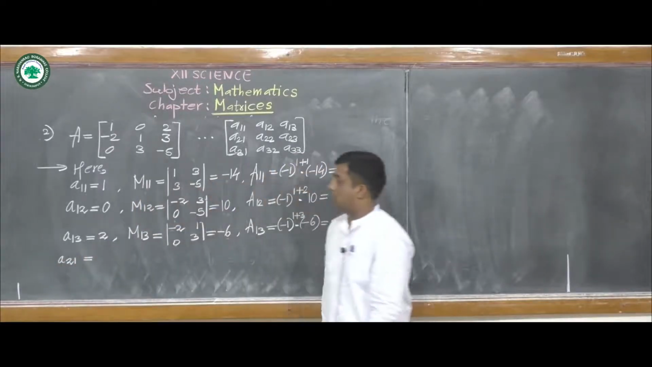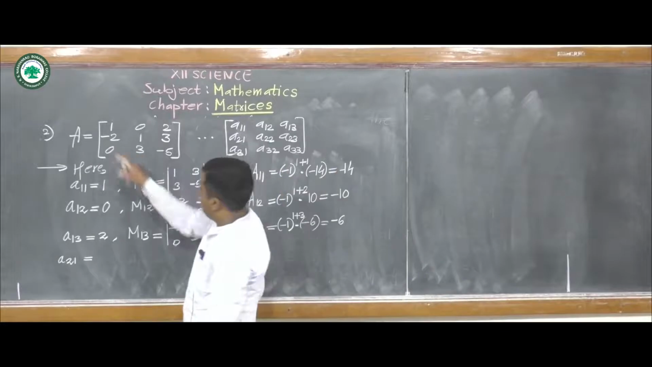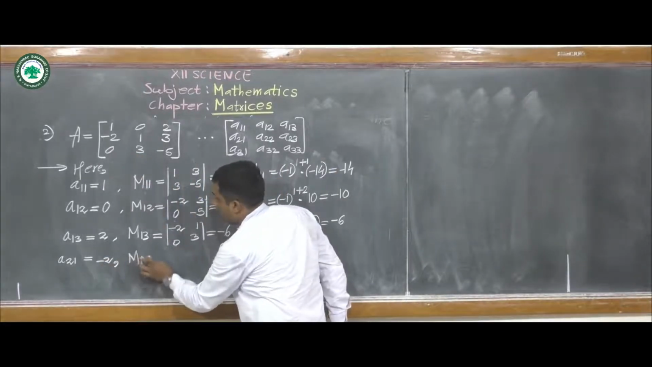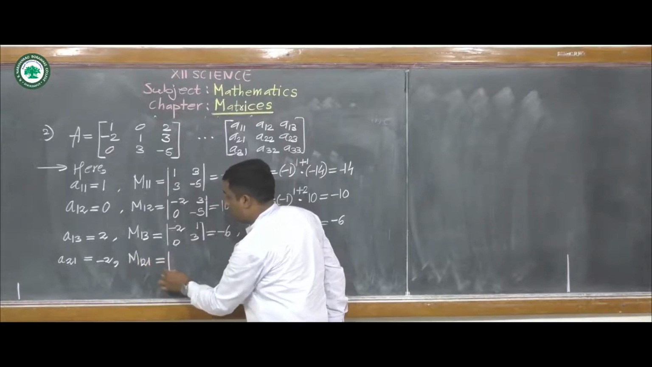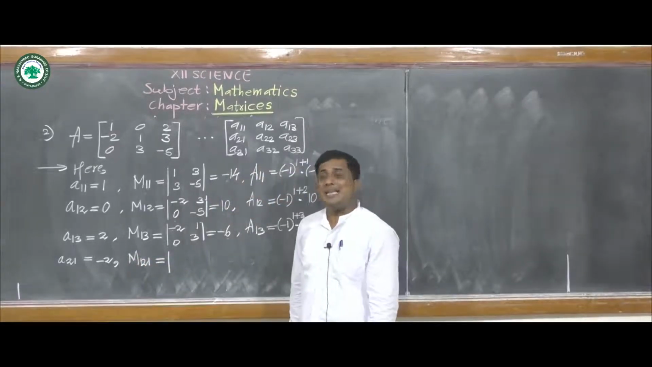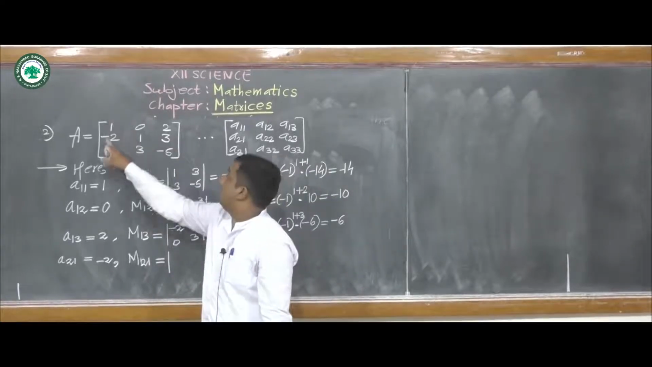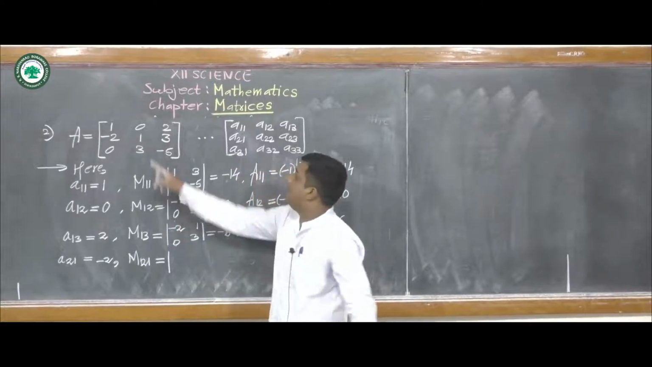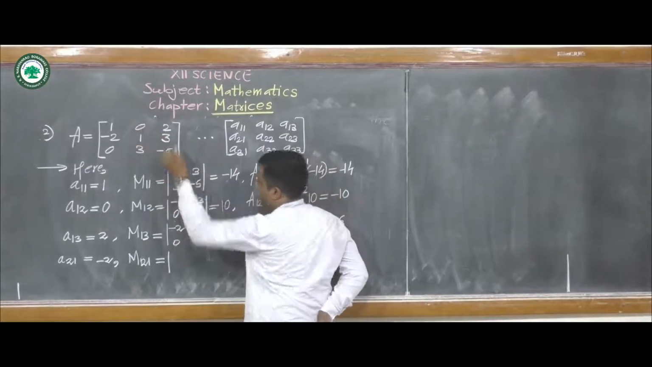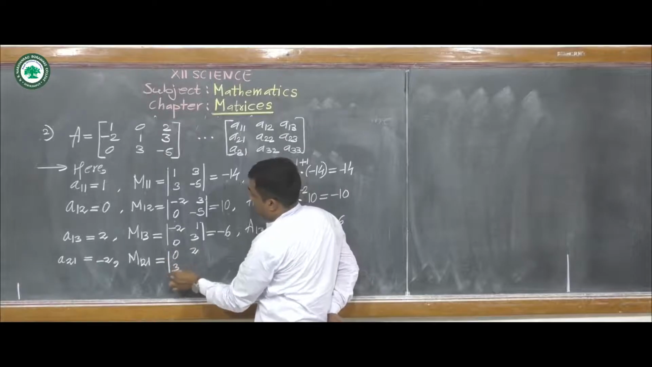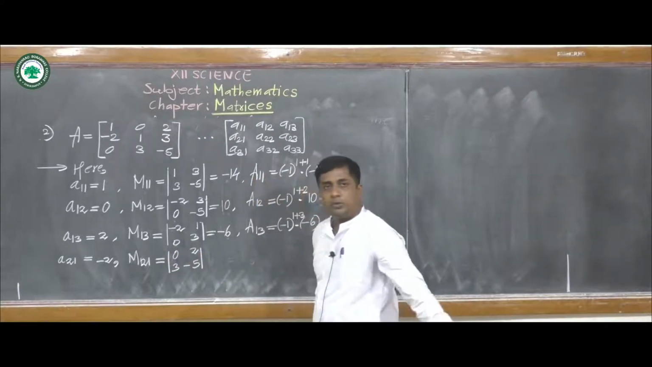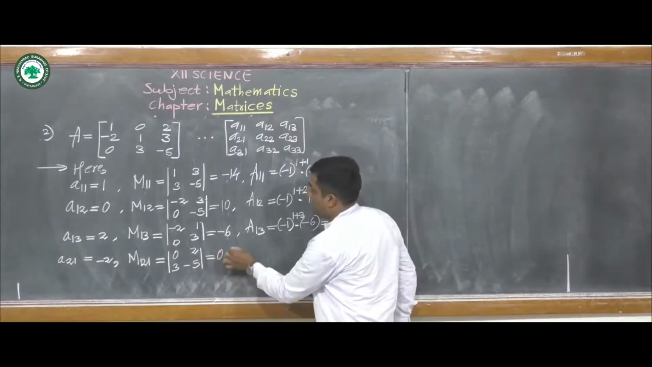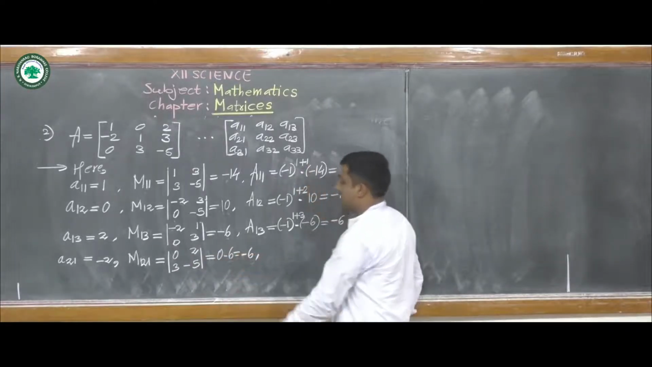Next element is A21. Here A21 is minus 2, so minus 2. Then the minor M21 is equal to, we know this element is in the second row and first column. So we delete the second row and first column and we consider the remaining elements in the determinant. So 0, 2, 3, minus 5. This is equal to, we know 0 into minus 5 is 0, minus 6, and we get minus 6.